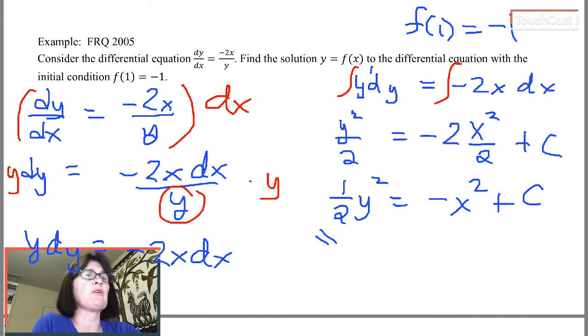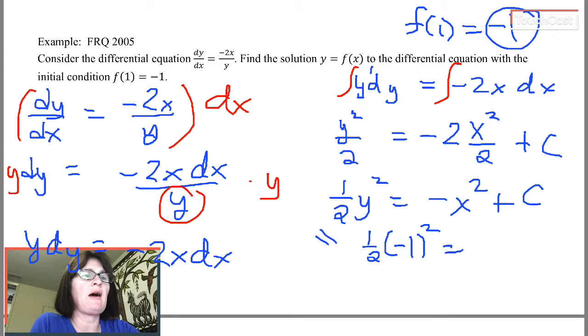And I'm going to use this ordered pair, f of 1 equals negative 1, to say that 1/2 times y, which is negative 1, squared equals the opposite of 1 squared plus a constant.